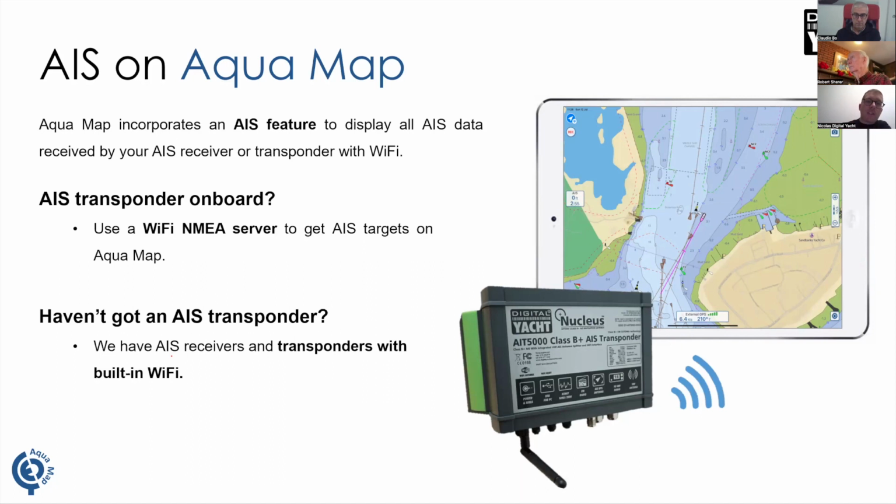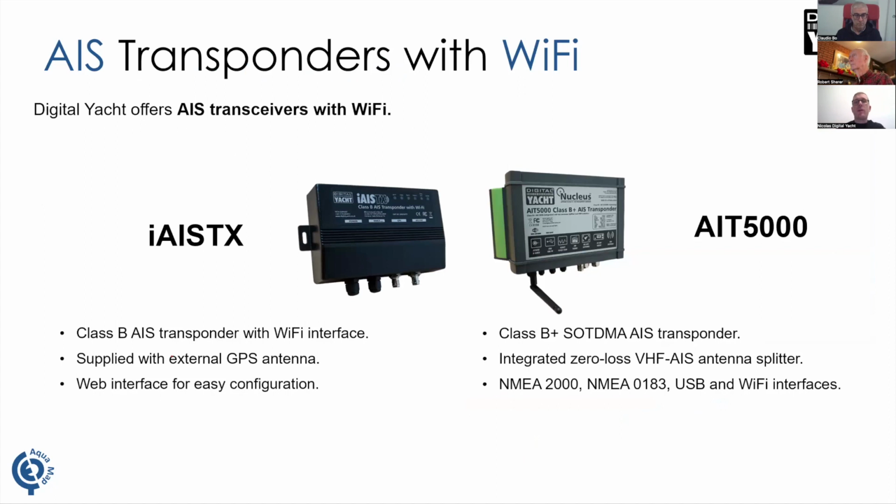So if you already have an AIS transponder on board, all you need is an NMEA to Wi-Fi server, like the WLN30 or Navlink 2. But if you don't have an AIS on board, what we suggest is a very easy to install AIS transceiver with Wi-Fi. So we've got two units.